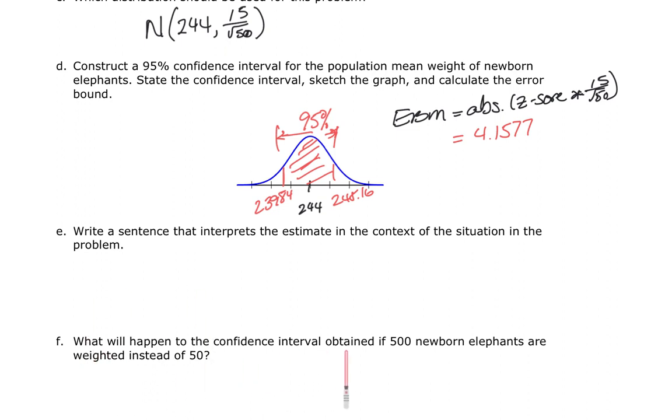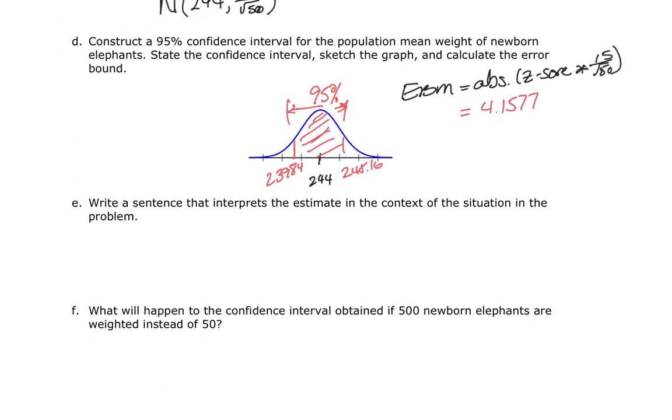What will happen to the confidence interval if we have 500 newborn elephants instead of 50? Well, as the sample size increases, there'll be less variability in the mean, so our interval size will decrease. Once I show you the spreadsheet, if you put in 500 instead of 50, you'll notice that 239 goes up to 242. So it's kind of a squeeze. I'm getting even closer to 244.